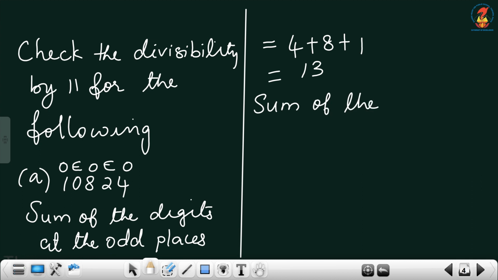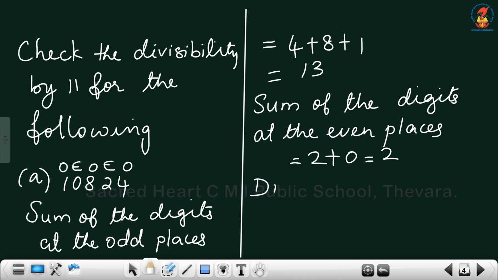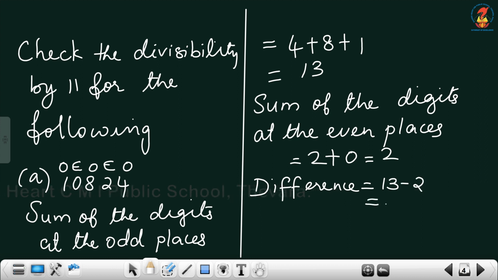Same way, the sum of the digits at the even places is equal to 2 plus 0, which is equal to 2. Then you have to take the difference between these two. Difference is equal to 13 minus 2, which is equal to 11. 11 is divisible by 11. So, what we can say, the given number is divisible by 11.